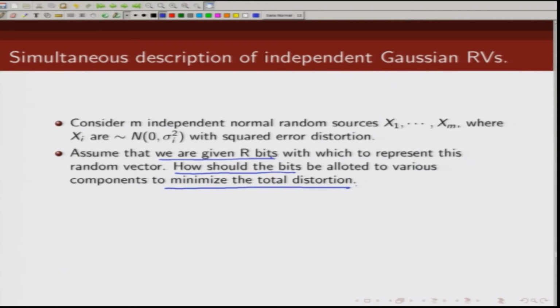So again I repeat, we have m independent Gaussian sources which we are denoting by x1, x2, x3, xm. These are independent but not identically distributed, and we are considering the squared error distortion measure. So given there are R bits, the question that we are asking is how many bits should we use to represent x1, x2, x3, x4, xm such that the overall distortion is minimized.